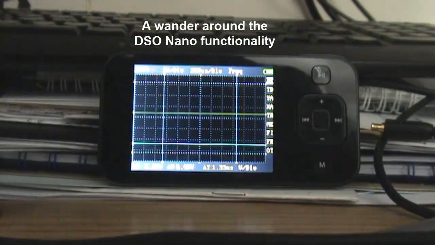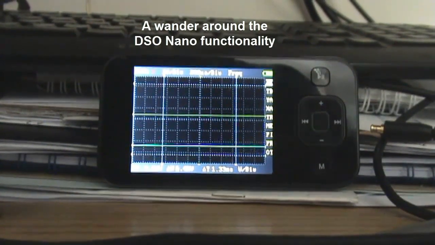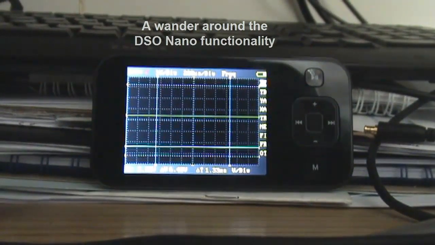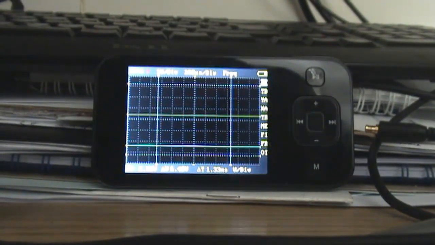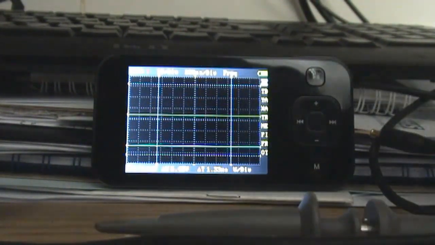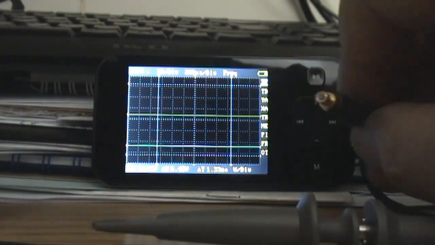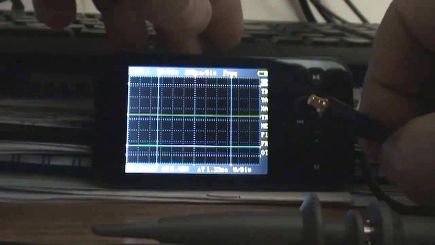Okay, so we've had a little look around the DSO Nano and we've upgraded the firmware and switched it on, and this is the screen that we come up with. To have a little tour around, we need a signal to have a look at, and luckily it comes with a signal. So if we take our probe here, the other end of which has got this BNC connector on it, and on the side of the DSO Nano there is a socket, and we plug that in.